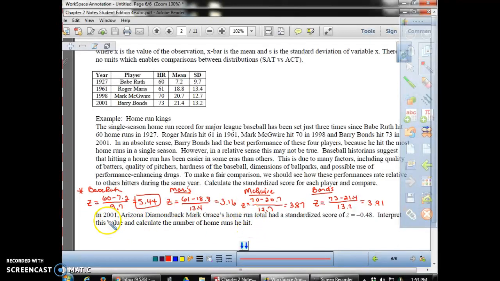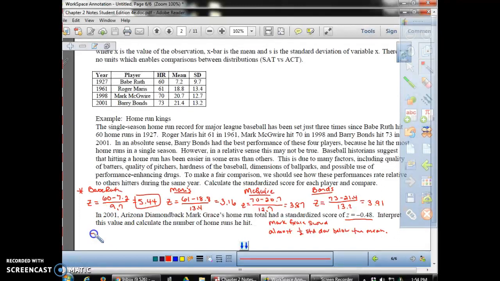So looking at it from another way, in 2001, Arizona Diamondback Mark Grace's home run total had a standardized z-score of negative 0.48. So interpret this value and calculate the number of home runs he hit. This means that he scored almost 1/2 standard deviation below the mean. So Mark Grace scored almost 1/2 standard deviation below the mean. So he did not do that great. Let's just see what it looks like when we actually compute it.